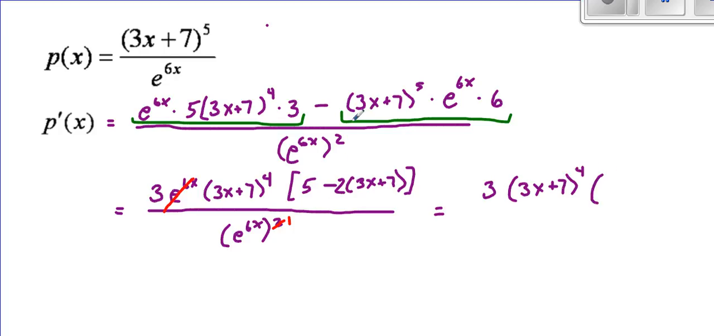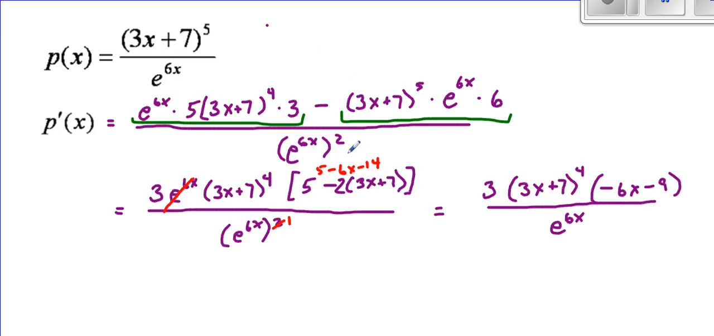So I just write a little note here, I get 5 minus 6x minus 14. So that's going to be a negative 6x minus 9 all over e to the 6x. There we go. We've got a cleaned up one. Some people might also take out a negative 3, so we could still go a little bit farther, but we've definitely got a cleaner version than we had up here.